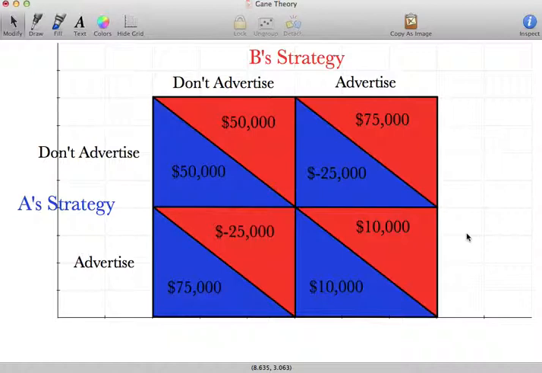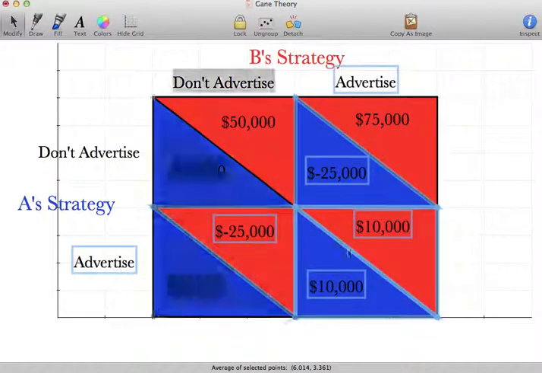Now, what would be the best solution as a whole for this industry? These are the only two firms. And the best solution is to take a look at what maximizes the profits of the entire industry. So if we do advertise, we see that profits are equal to 10,000 and 10,000. Total profits are equal to 20,000.